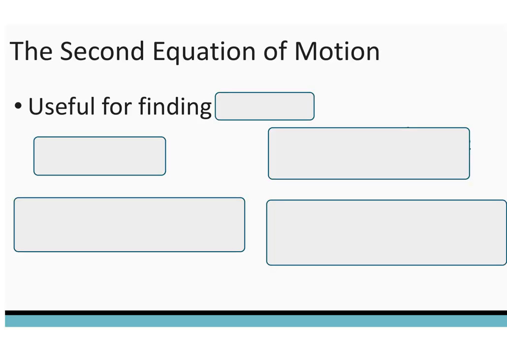The second equation of motion is useful for finding your position, but not just your displacement. I'm not talking about your displacement. I'm talking about your ending position, your final position or your initial position. All right. And so we found average position, that's called displacement. And now we're going to look at how do we manipulate it to get maybe my final position or my initial position. In this case, we're going to stop at final.